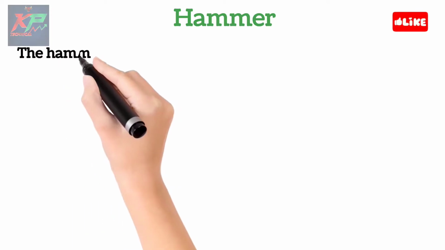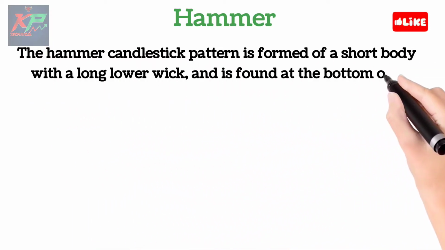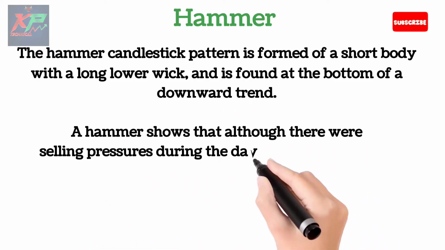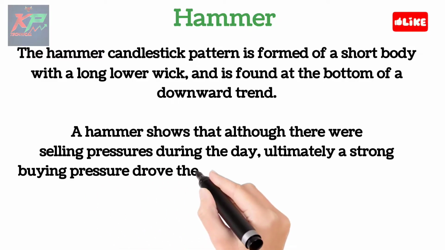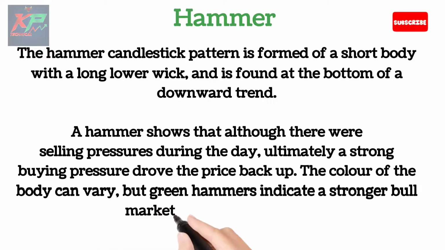Hammer. The hammer candlestick pattern is formed of a short body with a long lower wick and is found at the bottom of a downward trend. A hammer shows that although there were selling pressures during the day, ultimately a strong buying pressure drove the price back up. The color of the body can vary, but green hammers indicate a stronger bull market than red hammers.